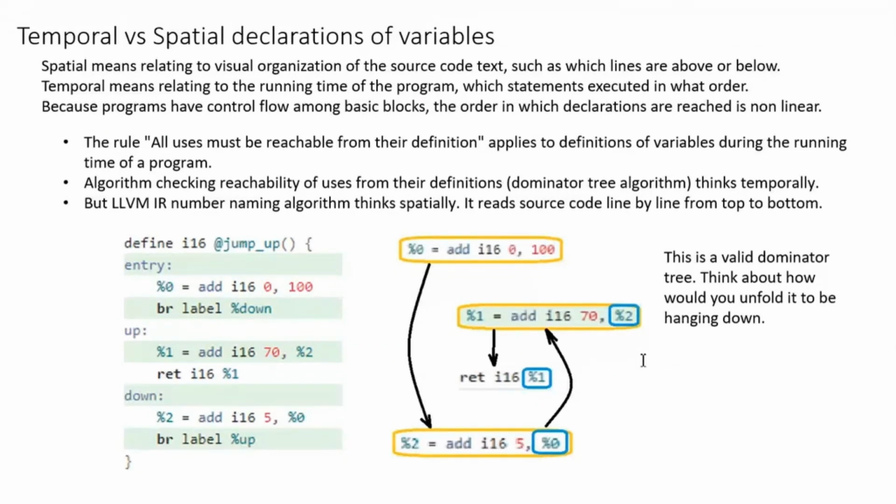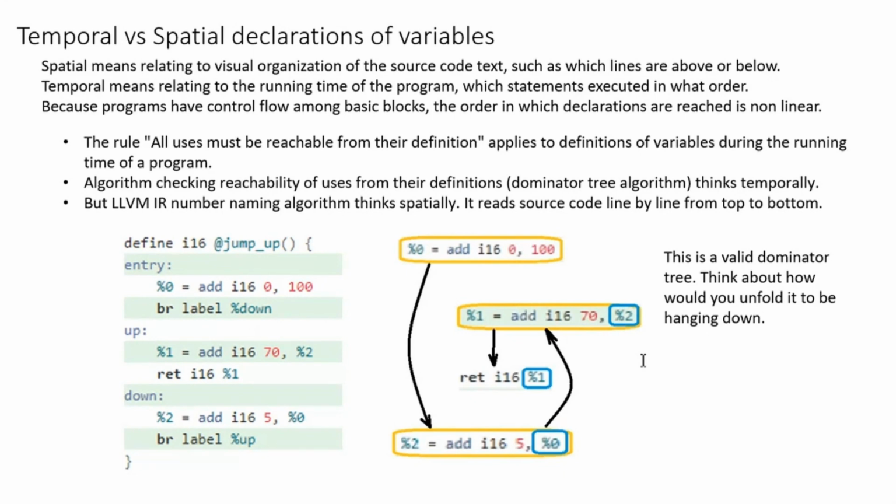Okay, thanks. So this is an interesting property that I discovered while I was researching, that there is such a concept as temporal versus spatial declarations of variables. Spatial means relating to the visual organization of the source code text, such as when you just look at it with your eyes, which lines are above or below. And temporal means relating to the running time of the program, so which statements are executed in what order.